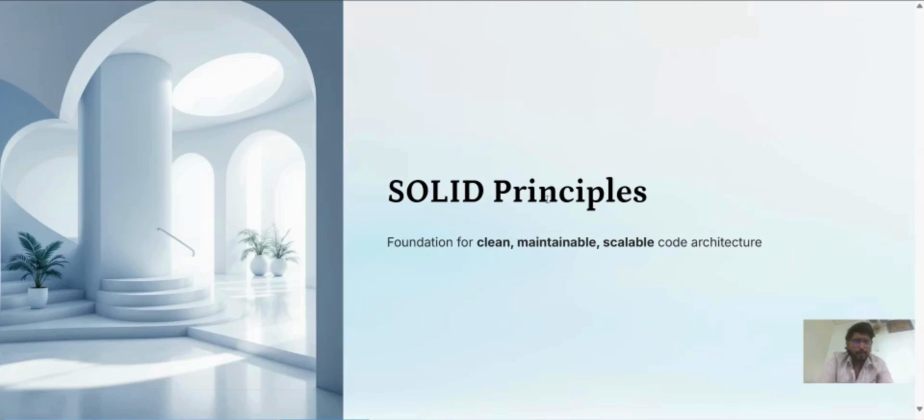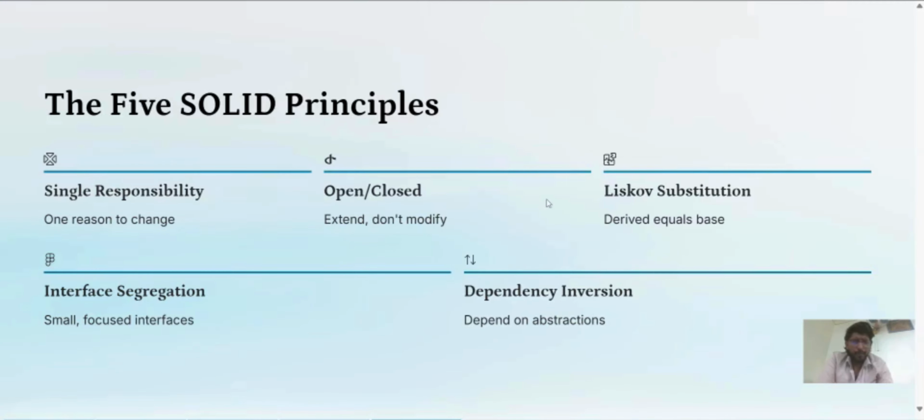Let's move into SOLID principles. What is the purpose of SOLID principles? Clean, maintainable and scalable code architecture. There are 5 SOLID principles. The SOLID abbreviation: S for single responsibility, O for open closed, L for Liskov substitution, I for interface segregation, and D for dependency inversion. Single responsibility principle.